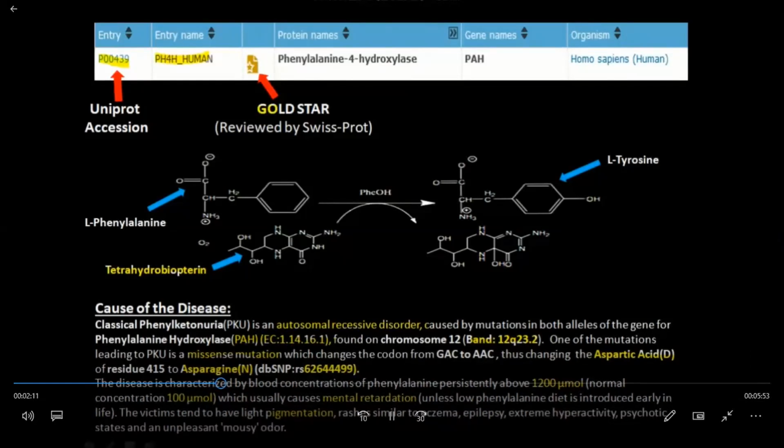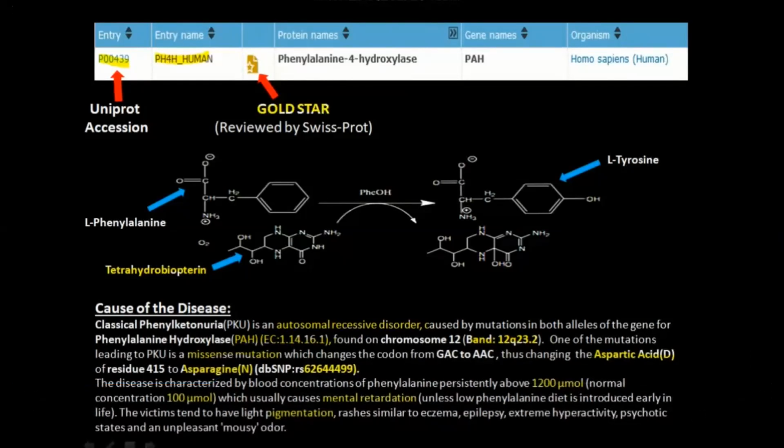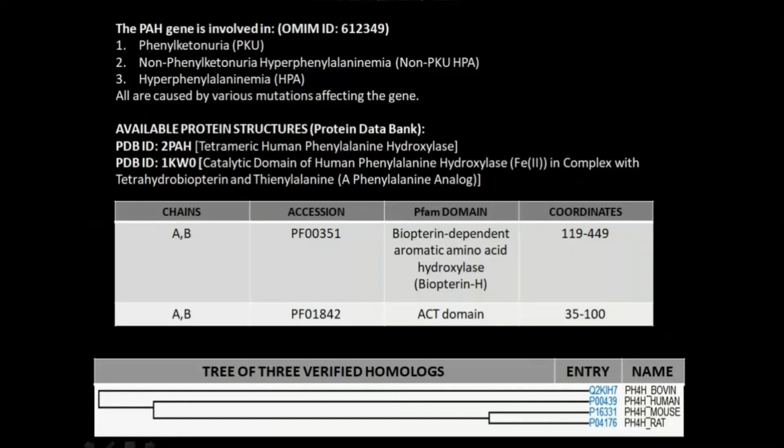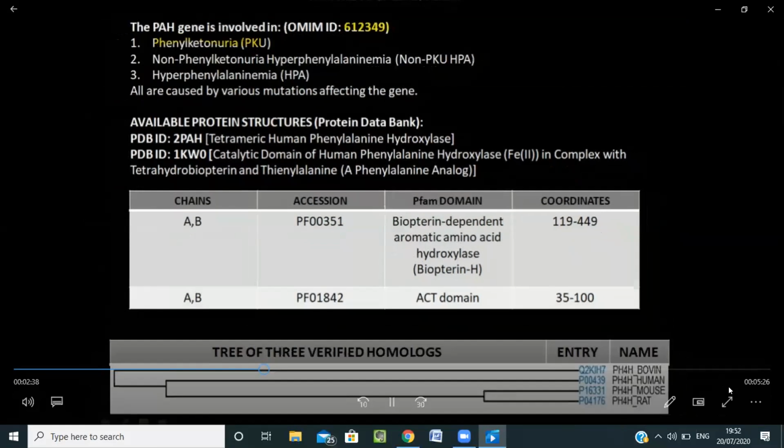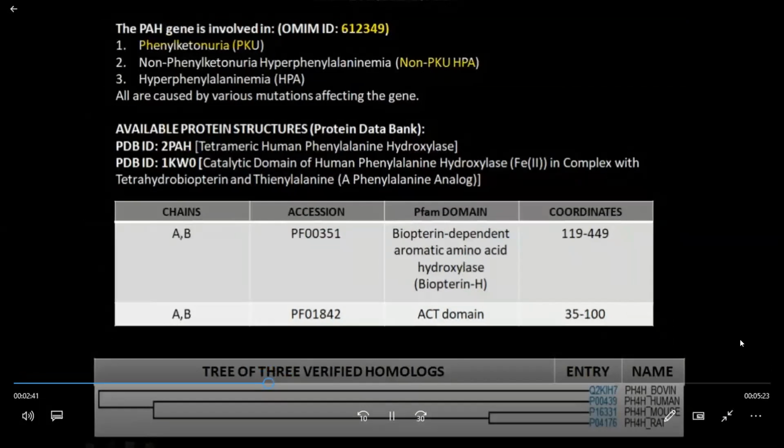There is a gold star beside its name, which means that this entry has been curated and reviewed by SwissProt. Therefore, it is extremely likely that this information is reliable. It also has an annotation score of 5. In the OMIM database, the PA gene is registered under the ID 612349. It causes a total of 3 diseases: phenylketonuria or PKU, non-phenylketonuria hyperphenylalaninemia or non-PKU HPA, and hyperphenylalaninemia HPA.